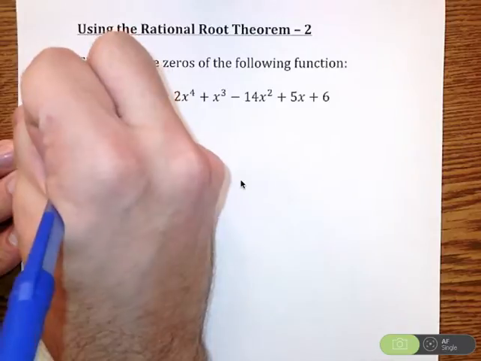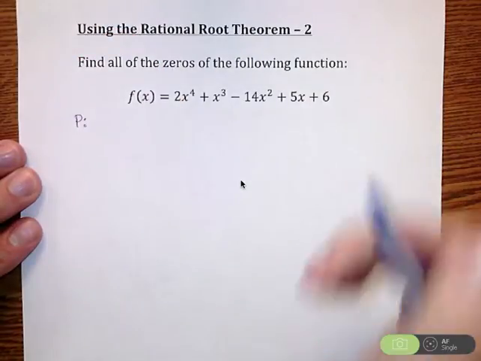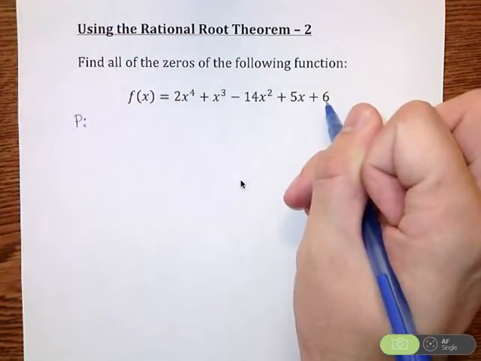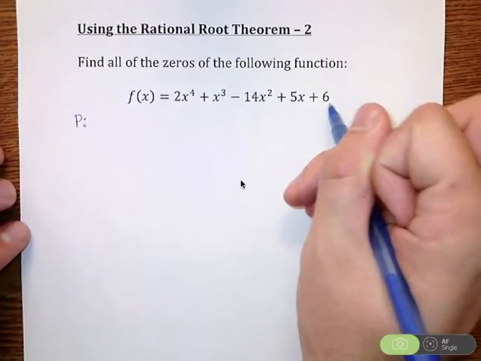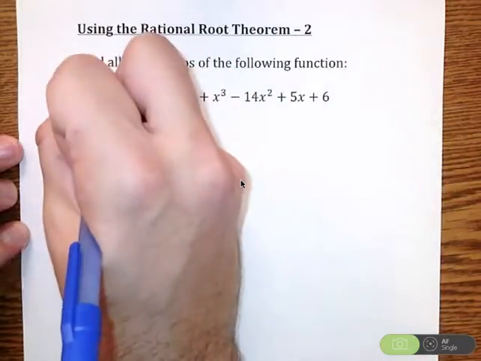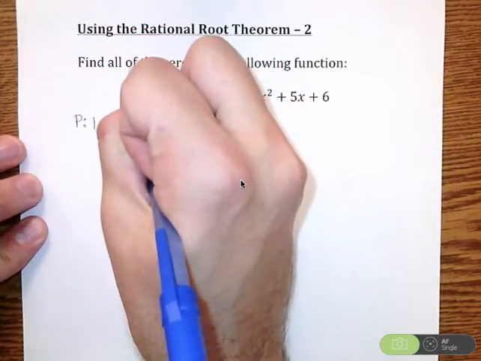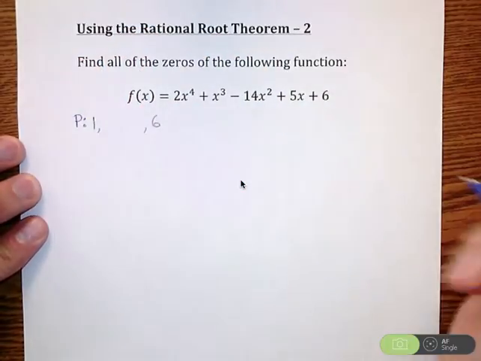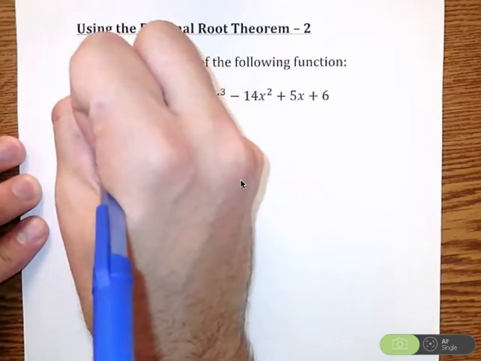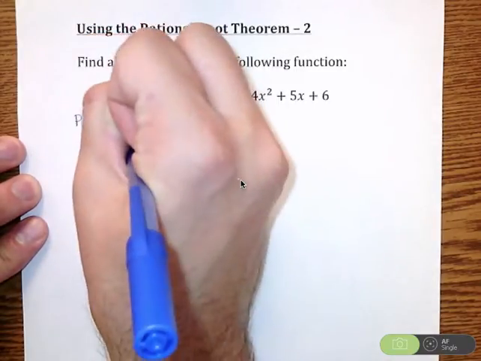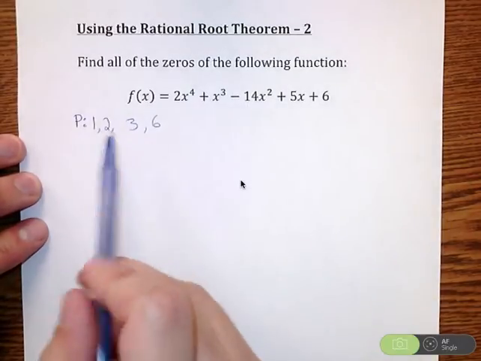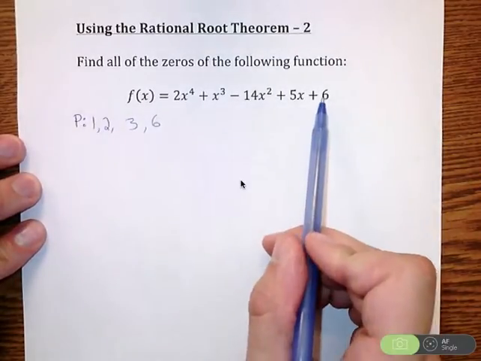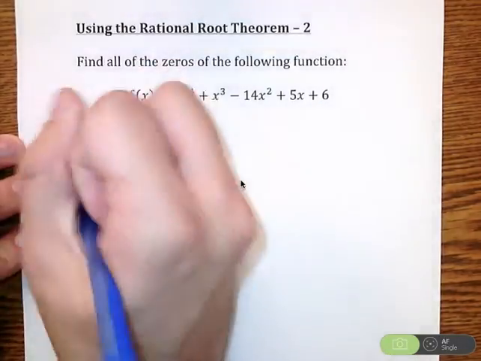So I'm going to start with P. P comes from the constant in the back, and we want all of the factors of the constant. So all factors of 6. So 1 times 6 will give me 6. Then increase 1 to 2. 2 times 3 is 6. And there's no other factors there. So 1, 2, 3, 6 is all the factors of 6.